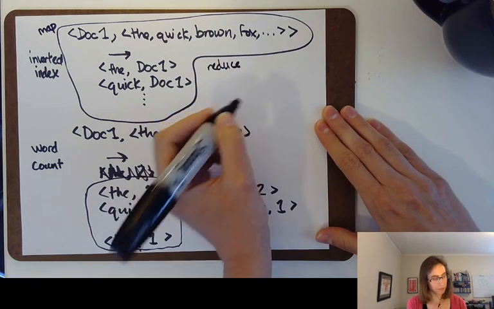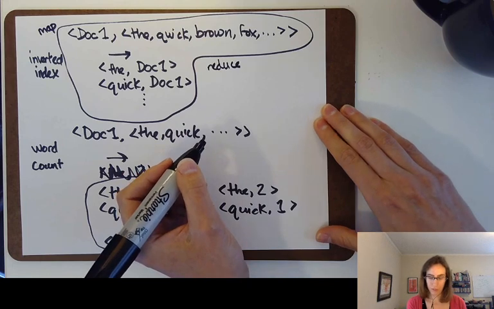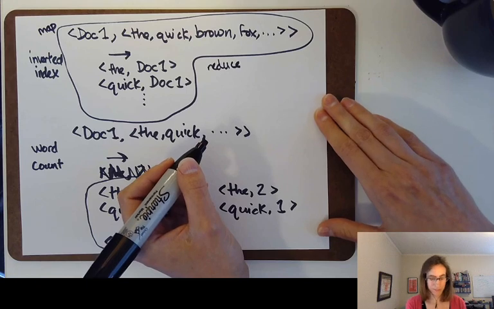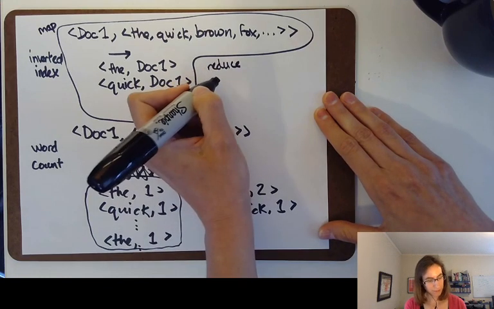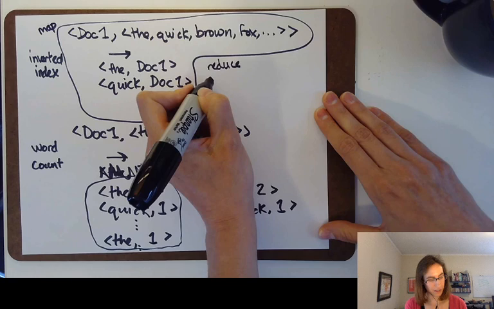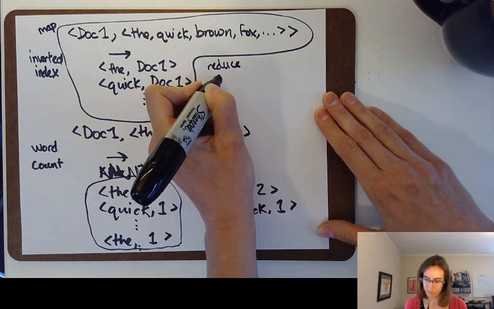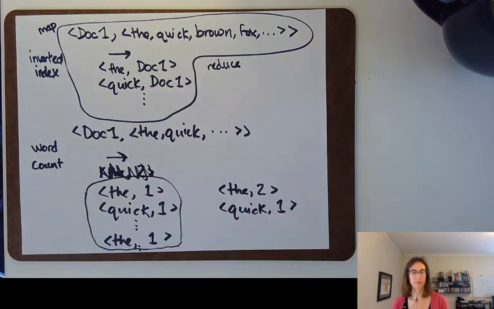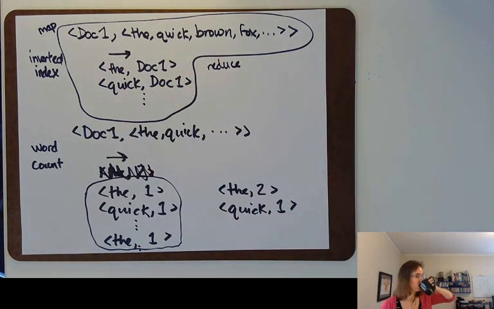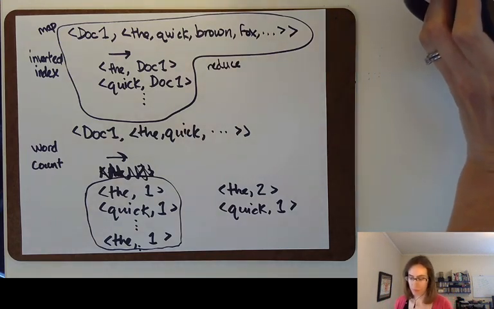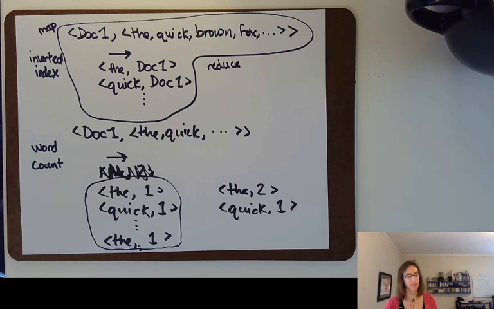Well, an input to the reduce function would be what? For the inverted index example. You probably have this in your notes from last time.